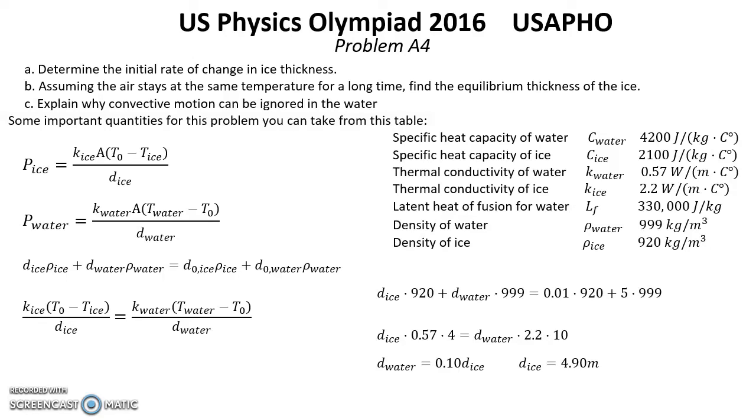Question C. Explain why convective motion can be ignored in the water. In the water, the bottom part has a temperature of 4 degrees Celsius, and we know that water has maximum density at this temperature, and it reduces as the temperature goes up to 0. So in the lake, the water is denser closer to the bottom, which means that there will be no convection. So that's the answer for question C.